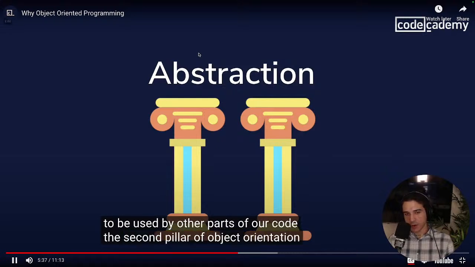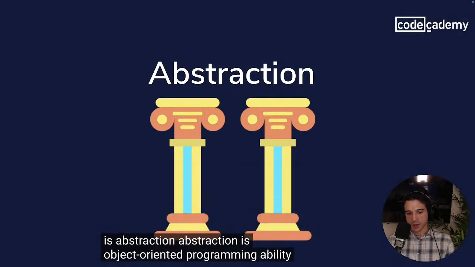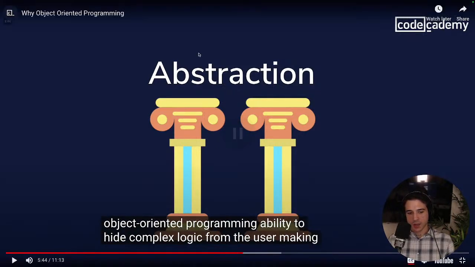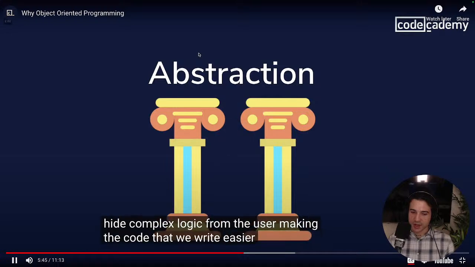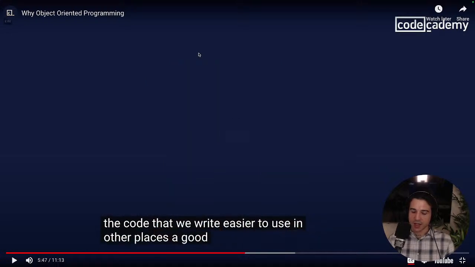The second pillar of object orientation is abstraction. Abstraction is object-oriented programming's ability to hide complex logic from the user, making the code we write easier to use in other places.